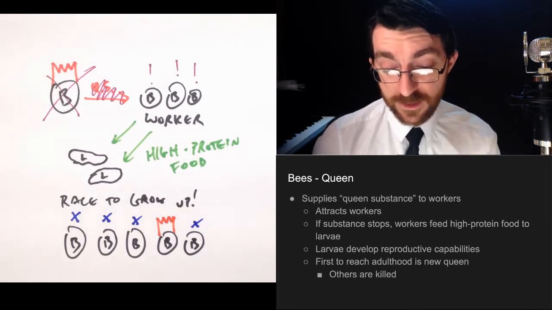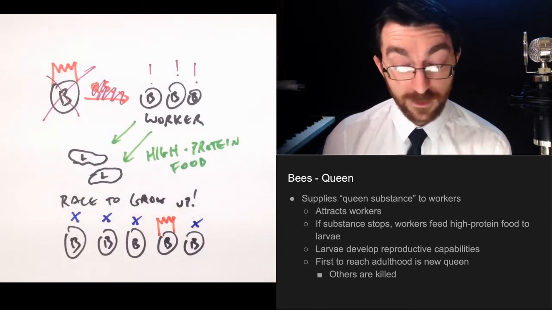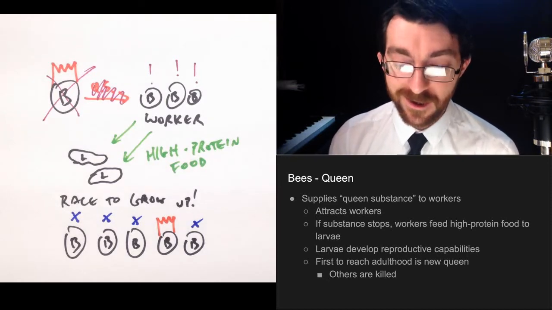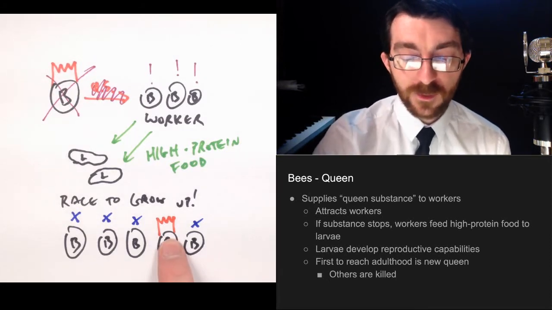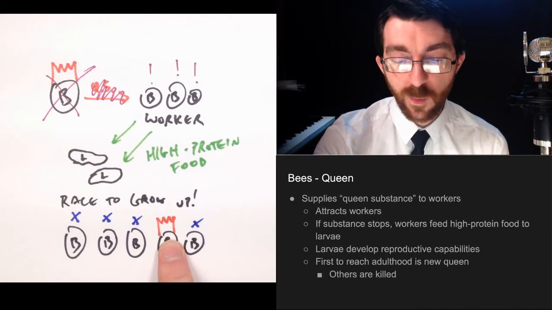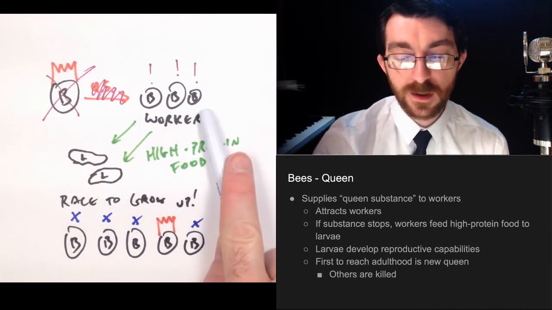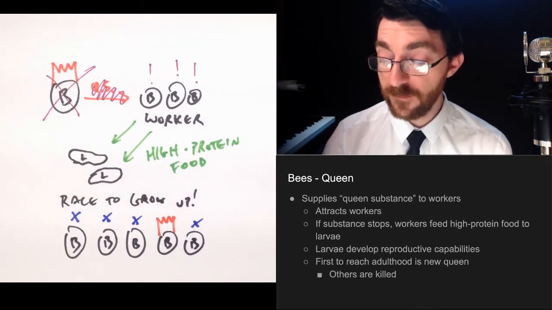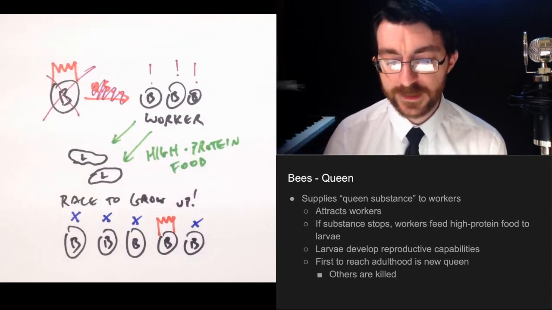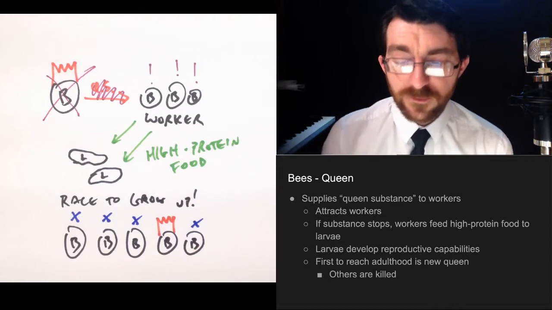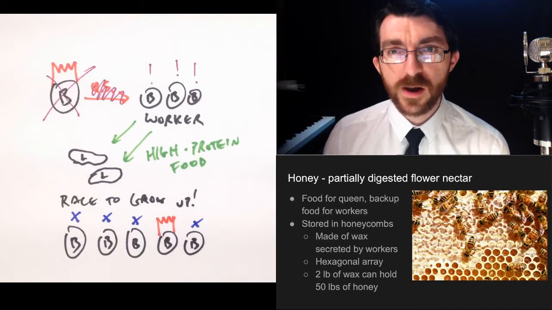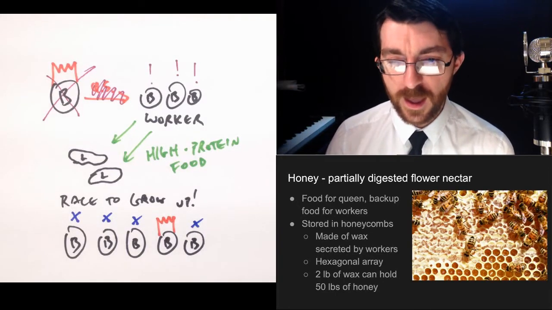So that is the violent story of queen bee society. This queen bee will start to produce that queen substance for these workers so they can stop feeding high protein food to the larvae, causing them to grow up with reproductive capabilities. And they just got to kill these other females so that there's not discord in the realm. Okay, honey.